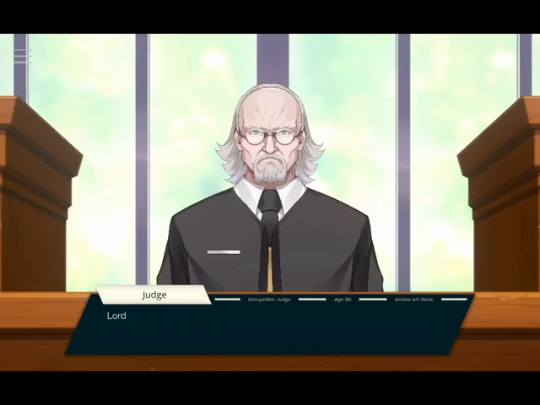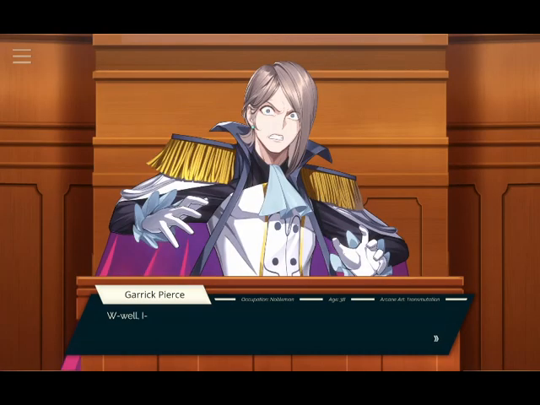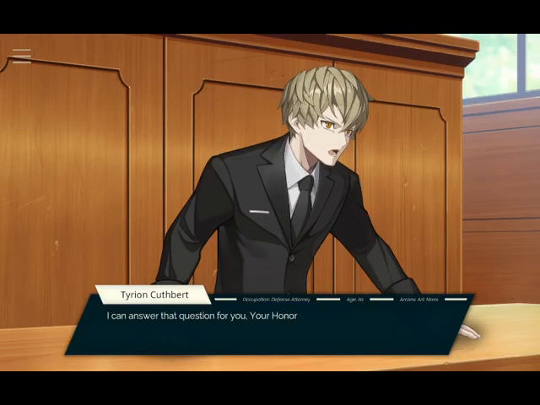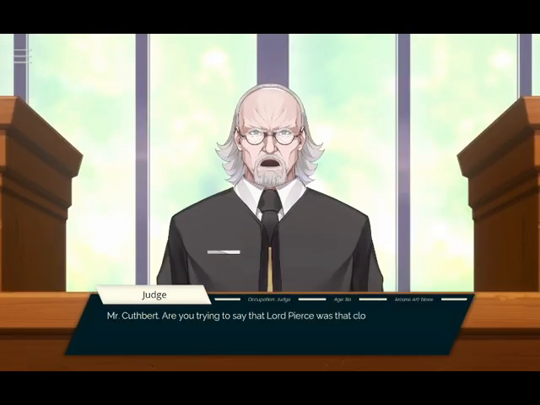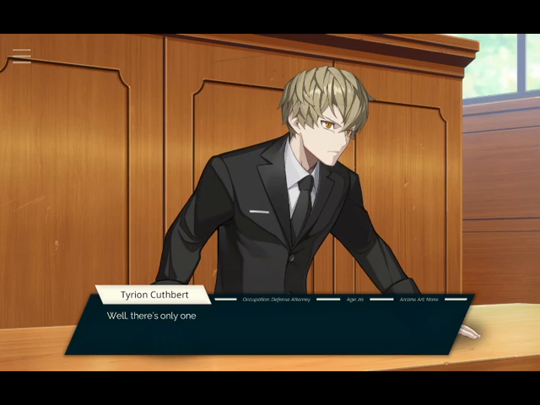But what does this mean? Lord Pierce, did you illuminate the crime scene or not? Well, I can answer that question for you, Your Honor. Lord Pierce did illuminate the scene of the crime. He illuminated it because he was standing right where it happened. Mr. Cuthbert, are you trying to say that Lord Pierce was that close to where the murder occurred? How would that be possible? Well, there's only one way this scenario would make sense, Your Honor. And that would be if Garrett Pierce was the one who murdered Flameheart McCoy.